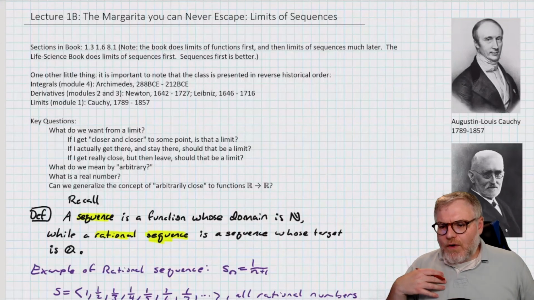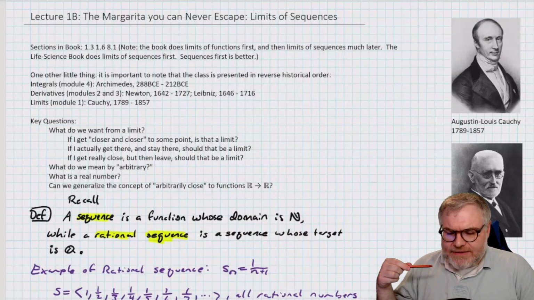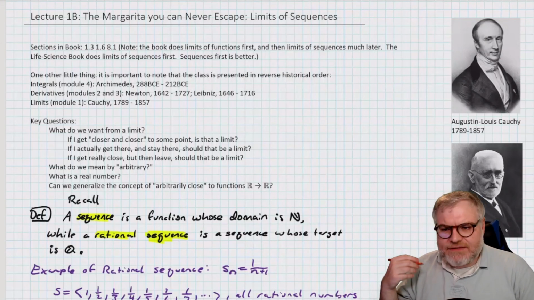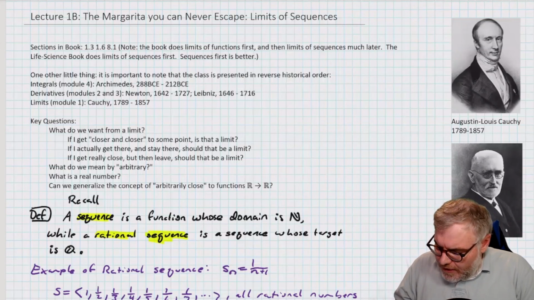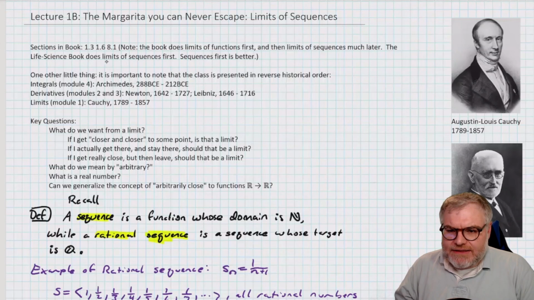What we want to do is get at this idea of a limit. So we're going to start with limits of sequences. Now, it should be noted that the calculus book that we're using does sequences in Calc 2. It would do sequences in section 8.1 and just go into limits of functions.